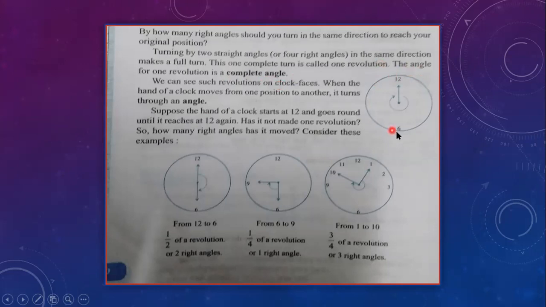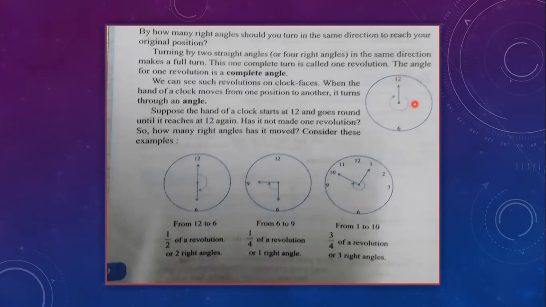Suppose now you can see this is the example. Here it is 12. If from 12 you want to complete one round, what should you do? It should take one full round. When it takes one full round, this is called one complete revolution. So this is called a complete angle. Here you can see four right angles will form. For this, the best example you can take is a wall clock.